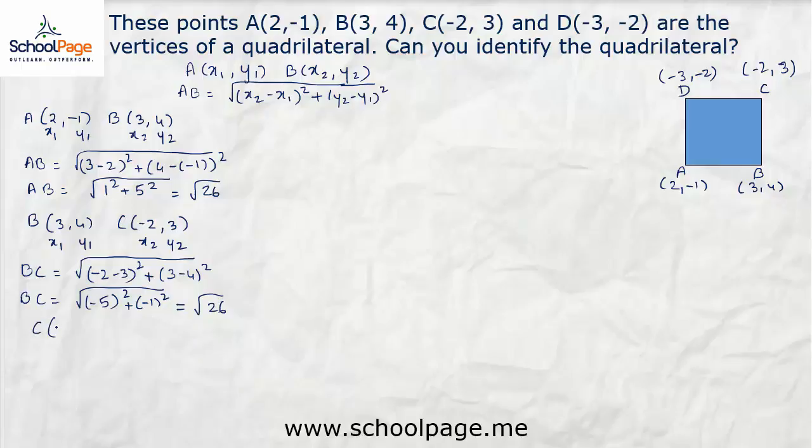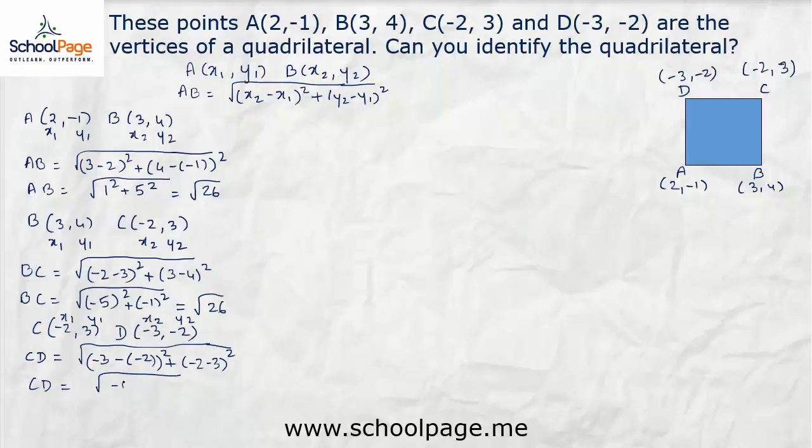Let us now find the distance CD. The coordinates of C are (-2, 3) and D is (-3, -2). Again we use the distance formula. So CD equals the square root of (-3 minus (-2)) the whole square plus (-2 minus 3) the whole square. So CD equals the square root of (-1) the whole square plus (-5) the whole square, which is equal to root 26. Let us find the distance DA.